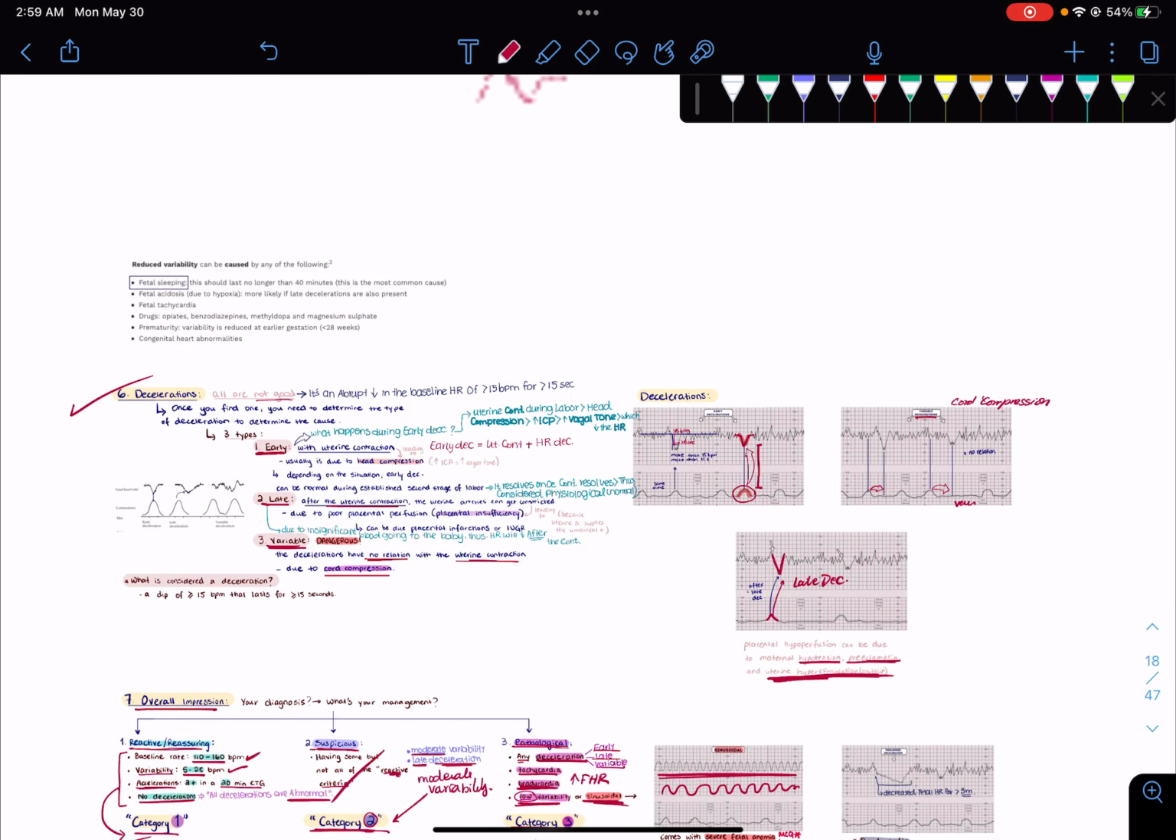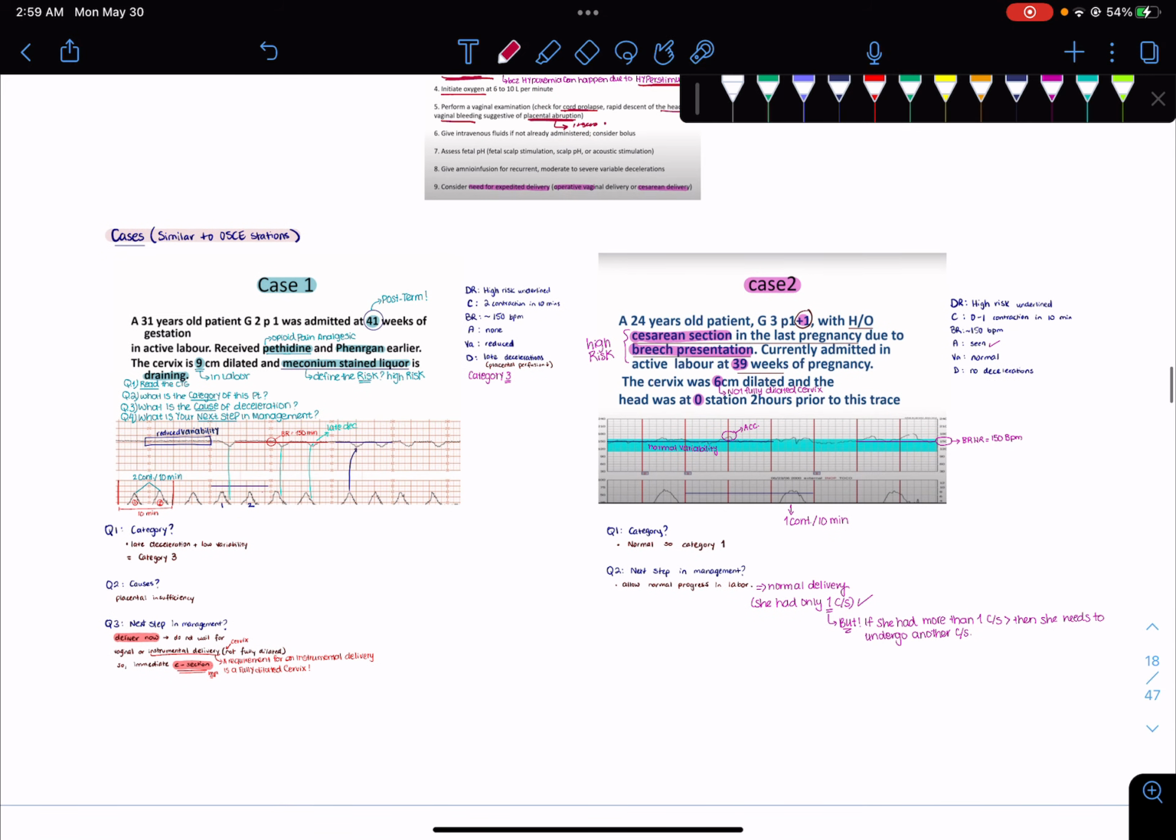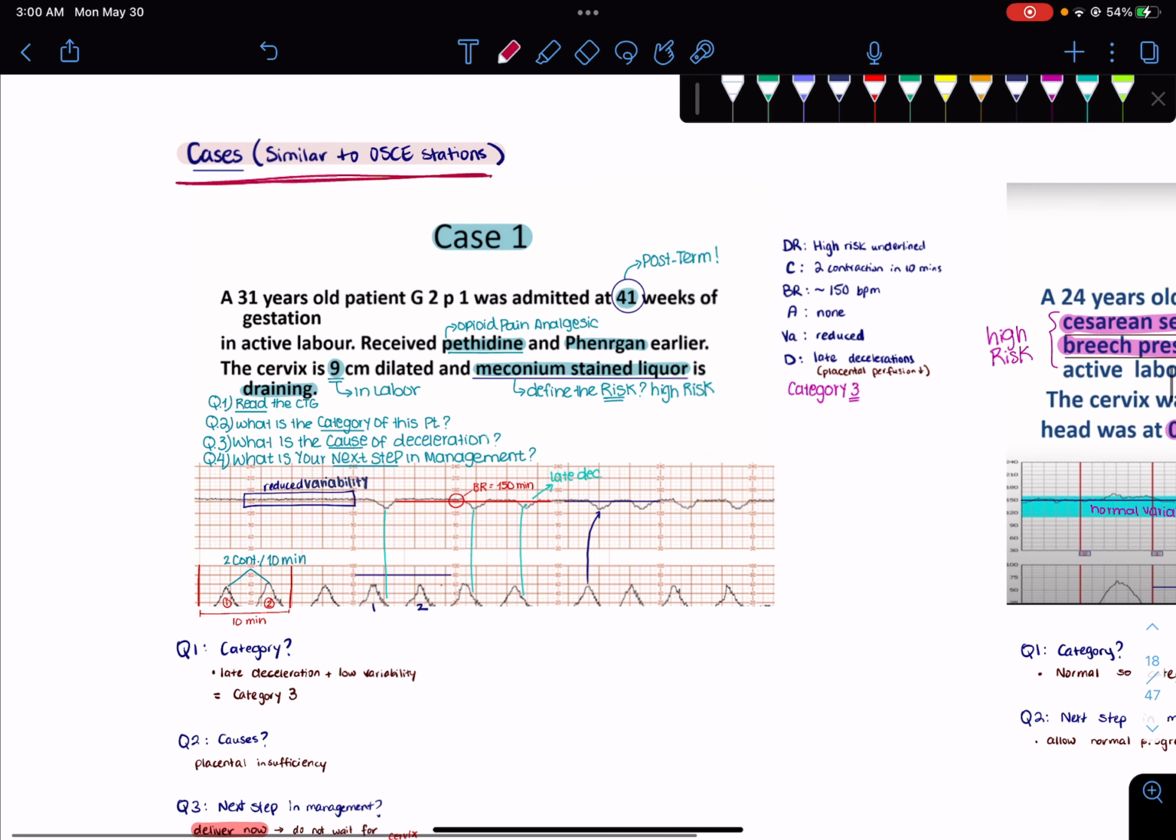Okay, حلو. طيب, so we're going to talk about cases that are similar to the ASCII station. Now we have 5 cases to go through that are very similar to the cases that are going to come in the ASCII station, or تقريبا one of them صراحة is going to come. بالASCII you'll get a case with a given CTG strip and you'll be asked to answer 4 questions.